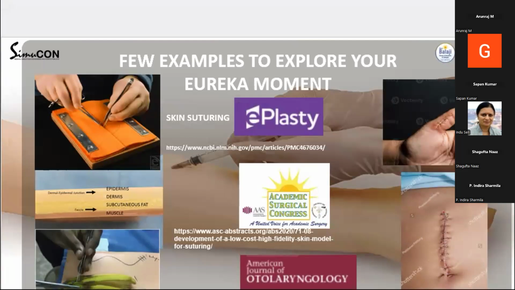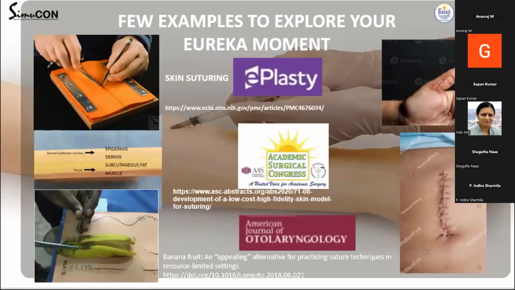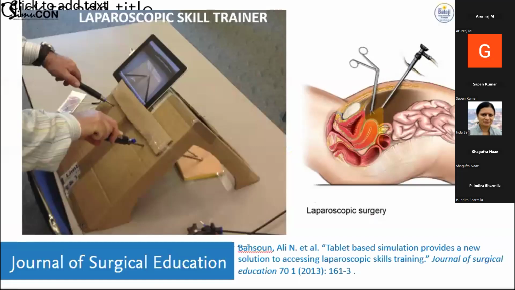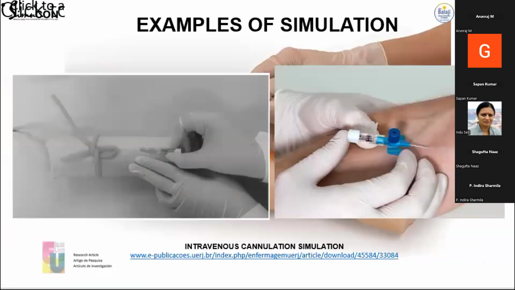For example, this is a low-cost simulation using fabric. All the data I'm showing is from indexed journals, and has been published. People have used banana for learning to suture. Somebody has used the can opener of a Coca-Cola can to learn to tie a knot. This is a laparoscopic skill trainer that somebody has made using a cardboard box.